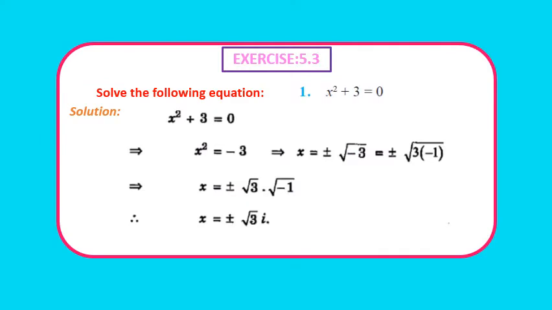So let's start exercise 5.3. Solve the following equation. Question 1 is x square plus 3 is equal to 0. Now x square plus 3 is equal to 0, after transposition, becomes x square equals to minus 3, or x will be equal to plus minus of square root minus 3. Now this root minus 3 can be written as under root 3 into minus 1, and we know that under root minus 1 is equal to i. Therefore this x will be equal to plus minus root 3 into i.